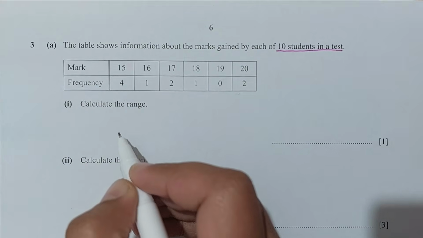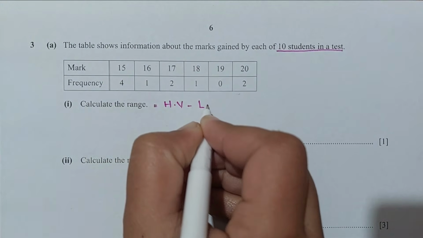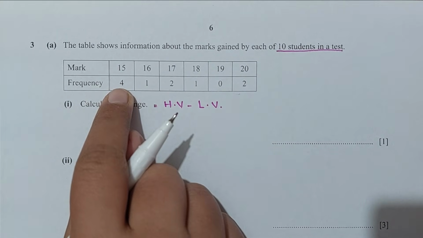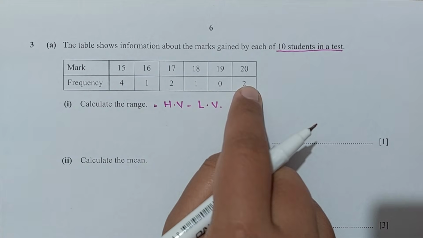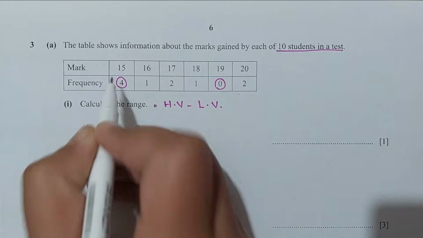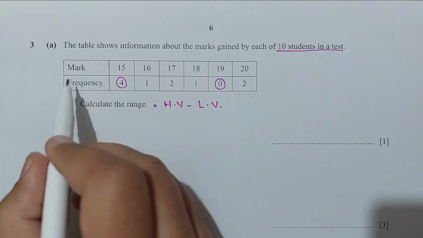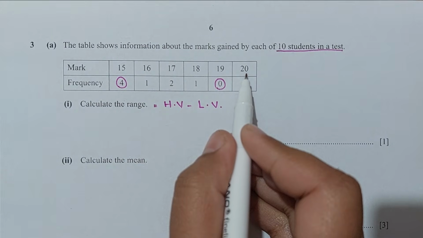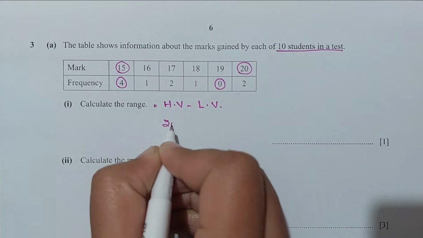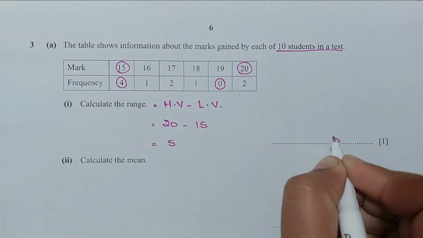Range is the difference between the higher and the lower. The higher value, subtract the lower value. Okay, so which one is the higher? The highest frequency is 4, and the lowest frequency is 0. Sorry, we are not dealing with the frequencies, we are dealing with the marks. So the highest marks is 20 and the lowest marks is 15. So we can say 20 take away 15 equals 5. So the range is 5.